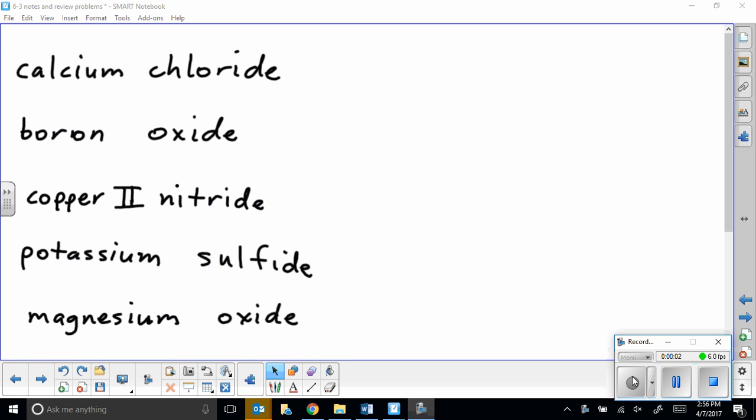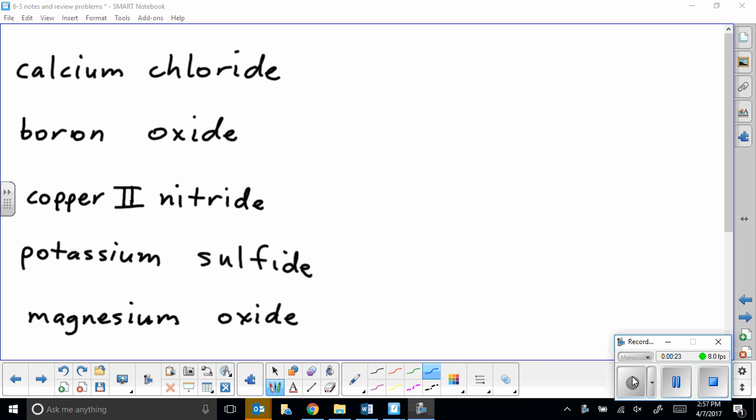All right, in this lesson, we're going to take a look at naming and writing formulas for not only binary compounds, but compounds that involve polyatomic ions. So if you're given the name, obviously you're going to write the formula. And if you're given the formula, you're going to write the name. So in these, they give us the name, we're going to write the formula.